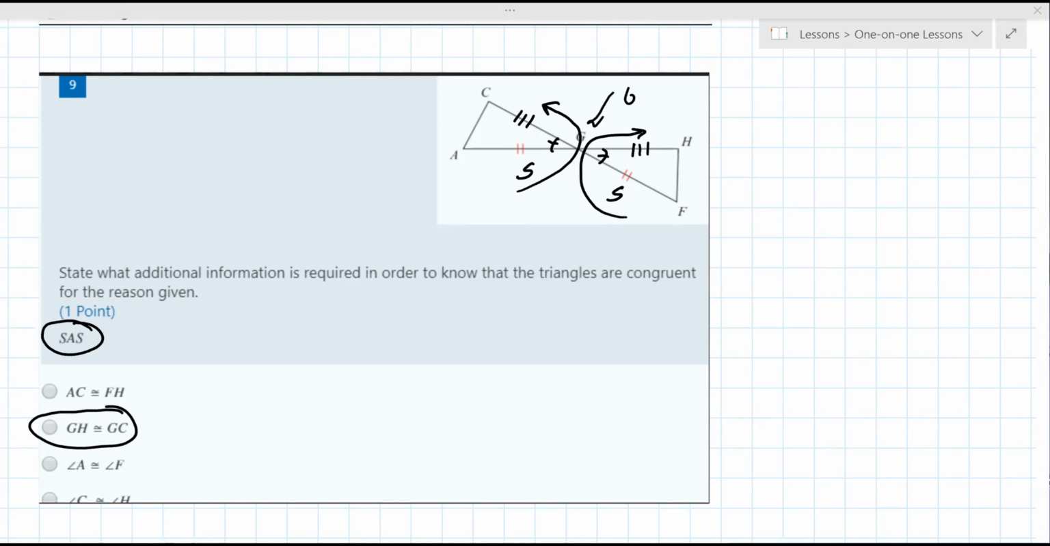DE is congruent to YX, or XY is congruent to ED. Yeah. So the order kind of matters, but you got it. Yep, that's right. How about 11?